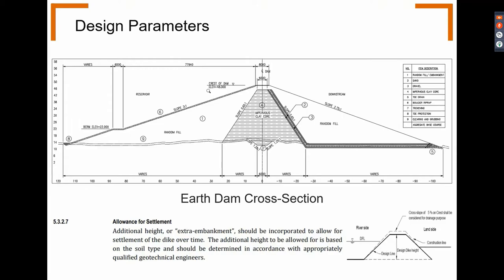will only occur in the foundation. With that, we can devise a scheme where the additional height of dam is considered as per instruction of the DGCS 5.3.2.7 allowance for settlement. It is either an extra embankment, parapet walls, or any scheme to account for the settlement.